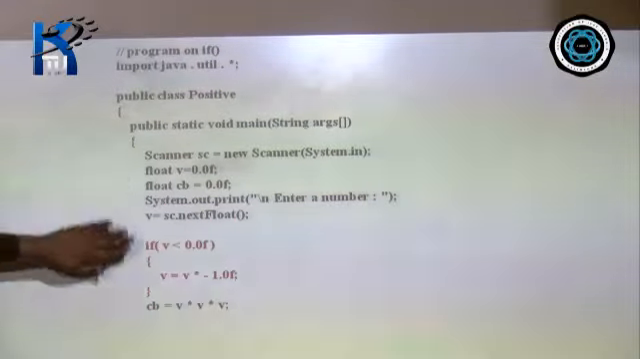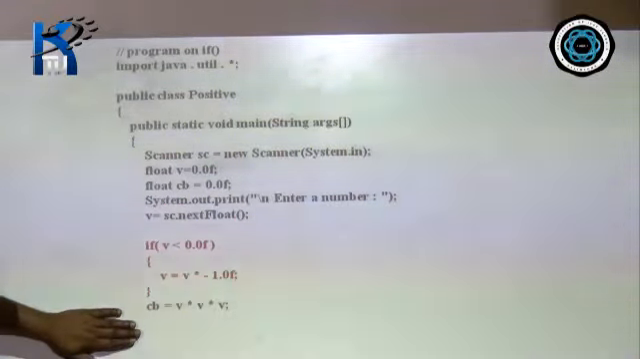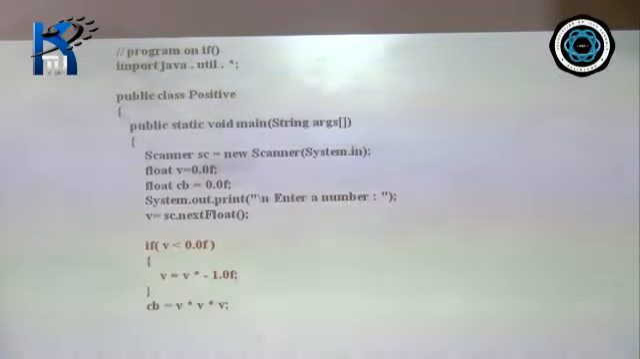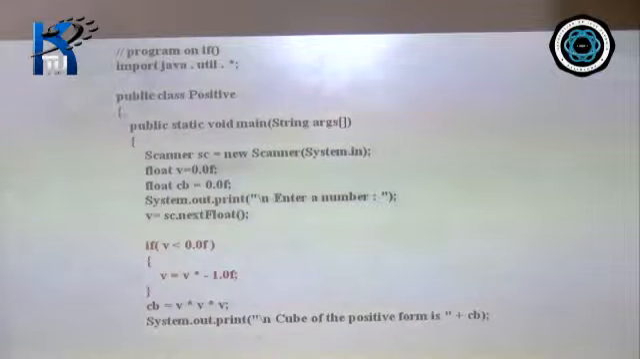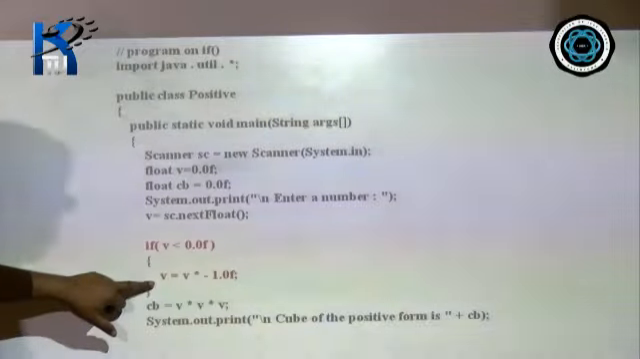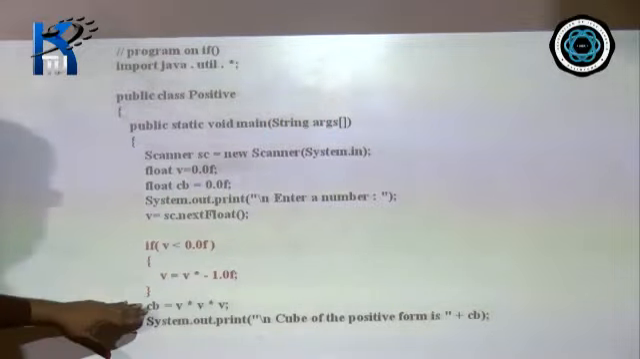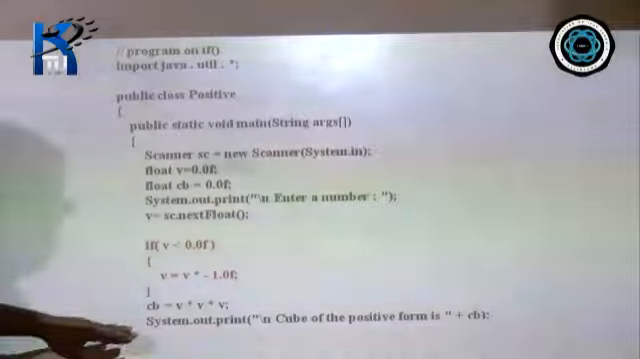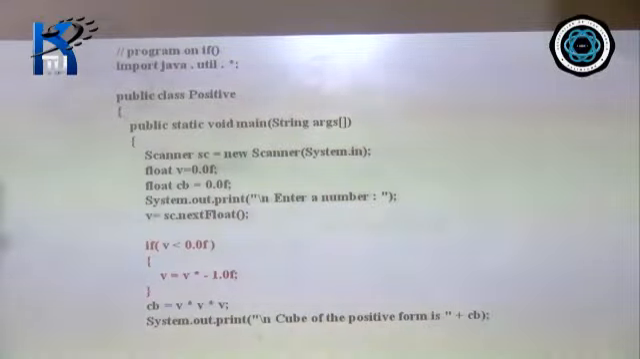So input is done, checking is done, calculation is done. So now we need to display the value. To display, we use again System.out.print. Cube of the positive form is, whatever is the value of CB that will be stored, that will be shown to the user on the screen. Okay. So input is done, checking is done. In this portion, the conversion has been done from negative to positive. Calculation has been done, and here the display has taken place.